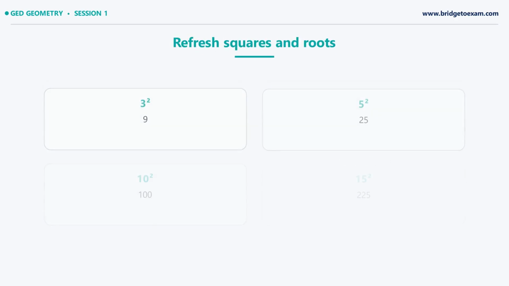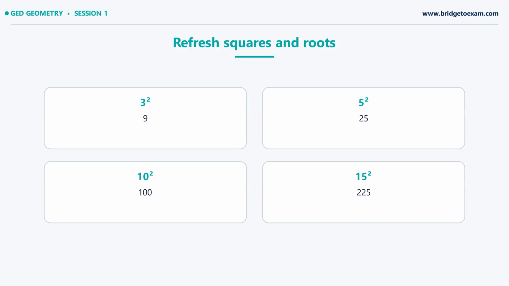The theorem uses squares and square roots. Squaring means multiplying a number by itself. A square root reverses that operation. Knowing common perfect squares makes calculator work faster. 3 squared is 9. 5 squared is 25, 10 squared is 100, and 15 squared is 225.